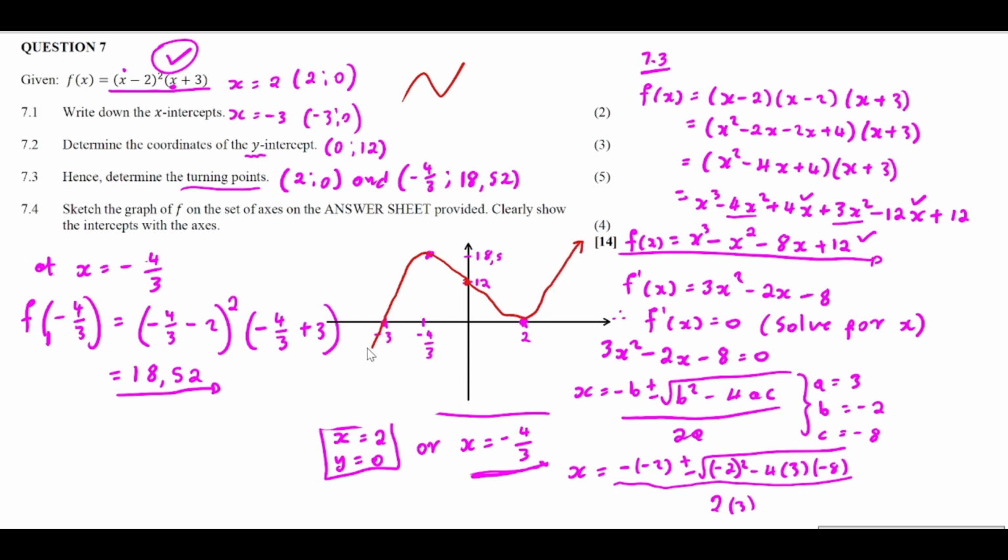So this is the shape of the graph that you're going to have. Your graph is going to have the turning point here, negative 4 over 3 and 18,5. Put that inside the brackets. Clearly show all intercepts. So here we're going to have negative 3 and 0, then here 2 and 0, and then here 0 and 12. And that's how your graph is going to look.